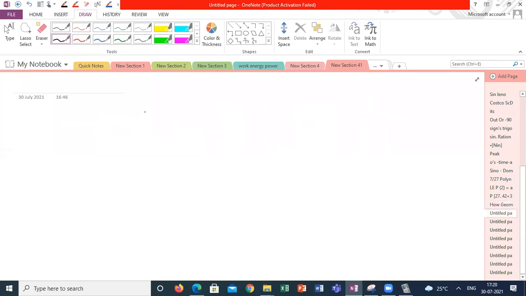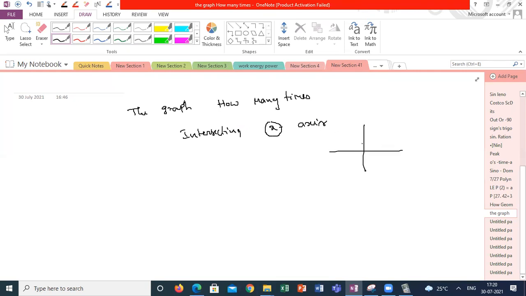The graph, how many times it is intersecting the x-axis, that we will use. That means there is a particular value of x. If it is intersecting the x-axis, then the y coordinate is 0. What is our y coordinate? P of x. So how many times it is intersecting the x-axis, that many zeros are there, but that is for a polynomial.